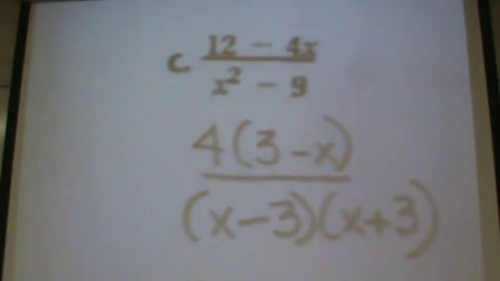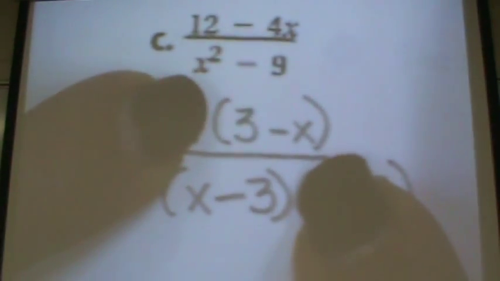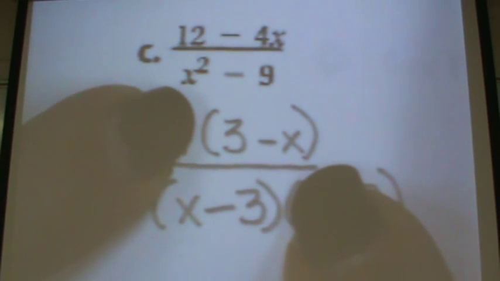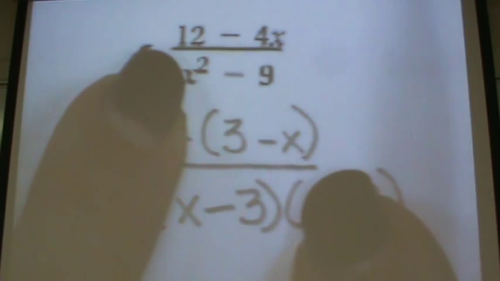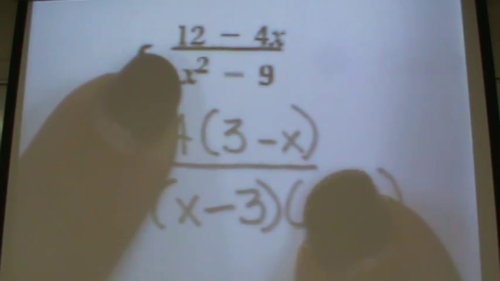Now everybody check this out right here. See the 3 minus x and x minus 3? What do you notice about those two? You can cancel them out, but are they the same? No. What's wrong with them?